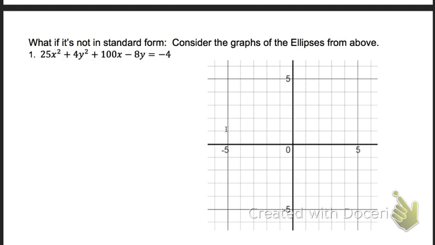All we're going to do is we're going to group the x's together. So I've got x squared and x. And I'm going to pull out a 25 from that. So I've got 25 x squared plus, when I take 25 out of 100, what do I have? 4x plus blank. Then I'm going to look at the y's. So I've got 4y squared minus 8y, and I'm going to pull out a 4.